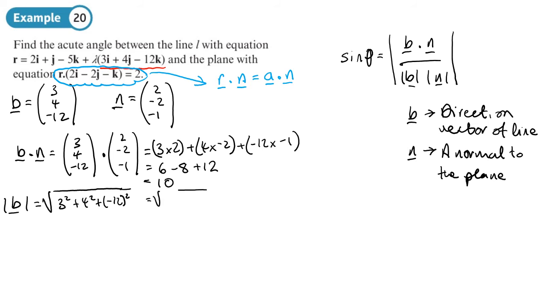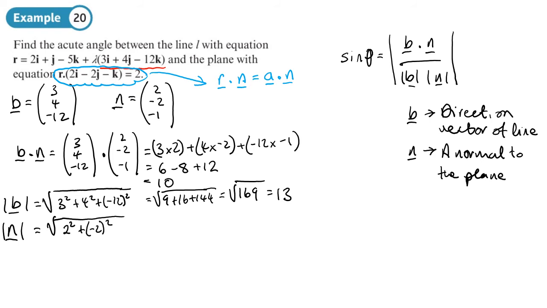So that's going to be the square root of 9 plus 16 plus 144. Okay, so that's actually the square root of 169, which is going to be 13. And then the length of this normal is going to be Pythagoras on 2, negative 2 and negative 1. So that's going to be the square root of 4 plus 4 plus 1, which is the square root of 9, which is 3. That's nice, so we get some nice numbers.